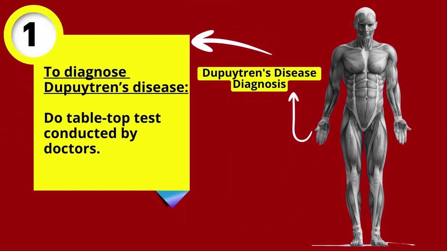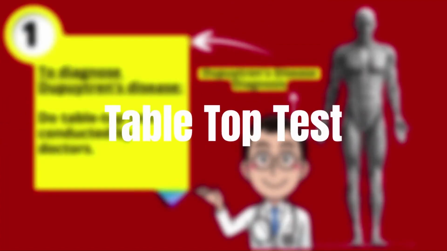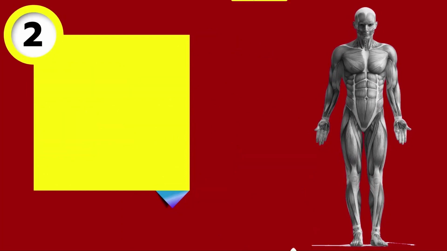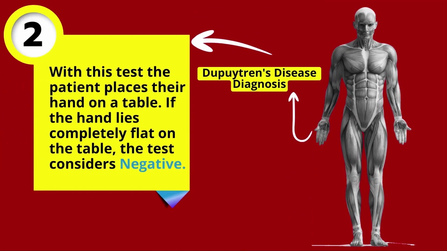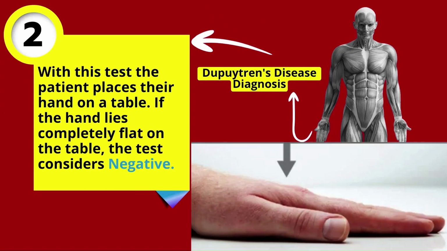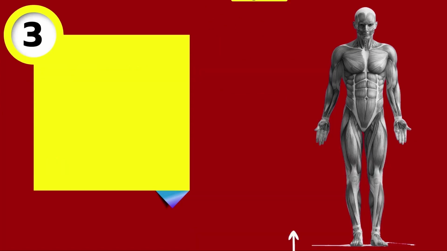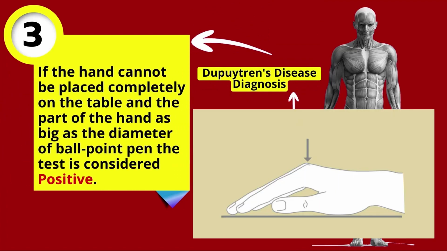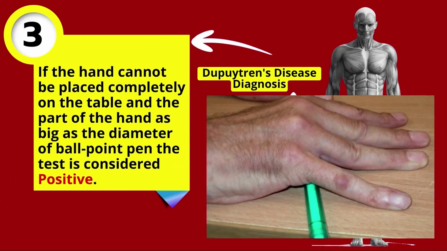To diagnose it, a specific type of tabletop test is done under the supervision of expert doctors. In this test, the doctor asks the patients to keep their hands straight on a table. If there is no space between the patient's palm and the table in the test, then this test is considered negative. On the contrary, if there is a gap between the hands and the table, then it is considered positive. This gap is checked with a pencil to see how high the gap is.